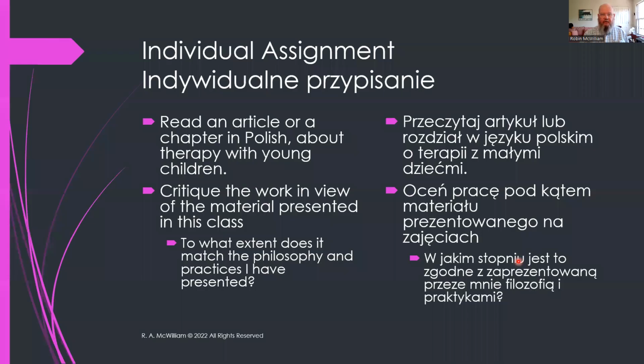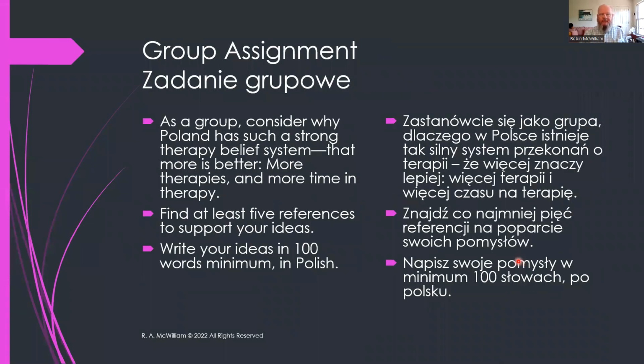All right, so you don't have an individual assignment. Your group assignment for this section is, as a group, consider why Poland has such a strong therapy belief system, that more is better, more therapies, and more time in therapy. Find at least 5 references to support your ideas about why Poland is so therapy-oriented. And write your ideas in 100 words minimum in Polish.